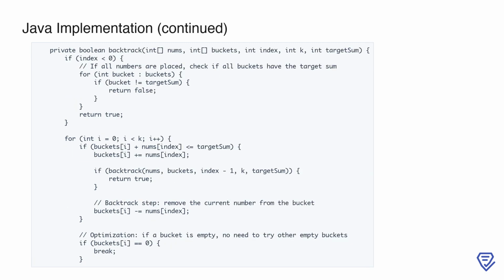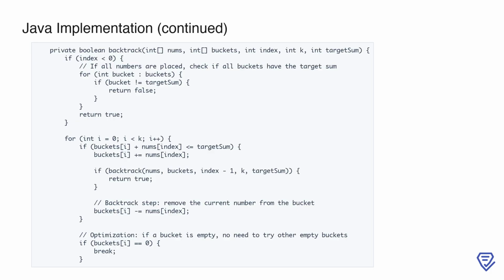The backtrack function is a private helper method that implements the recursive logic for partitioning the array. It first checks if we've placed all the numbers by verifying if the index is less than 0. If so, the method ensures that all buckets contain exactly the target sum. If any bucket doesn't, it returns false. Otherwise, it confirms a valid partition and returns true.